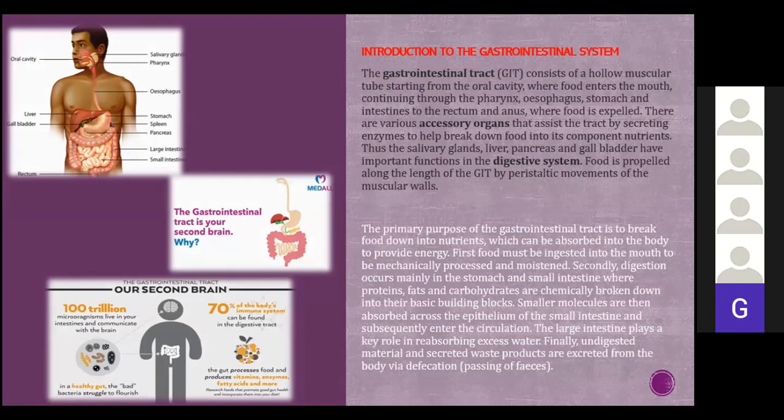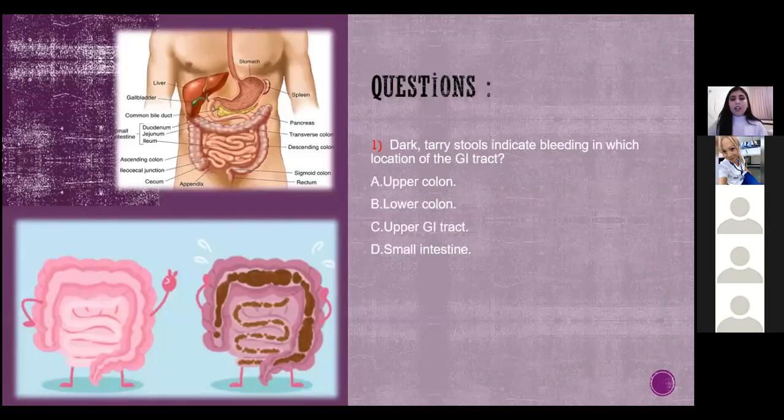And I was starting with questions. The first question: dark cherry stools indicate bleeding in which location of the gastrointestinal tract? Upper colon, lower colon, upper gastrointestinal tract, small intestine.